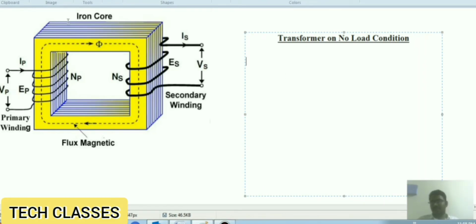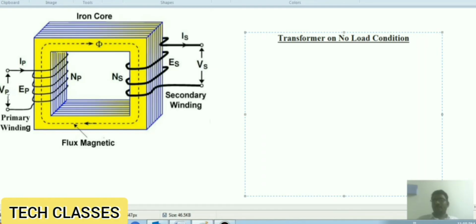Now, here, this is a single phase transformer. It contains a primary winding at the left side and a secondary winding on the right side. These primary and secondary windings are wound on a magnetic core, which is made up of silicon steel material. The primary winding is connected to the source, the primary supply voltage, indicated here as Vp, and the secondary winding is connected to the secondary side, that is the load.